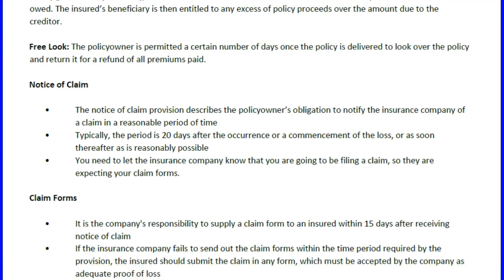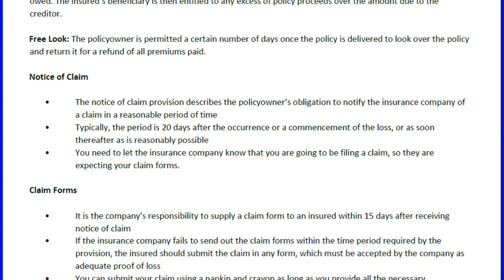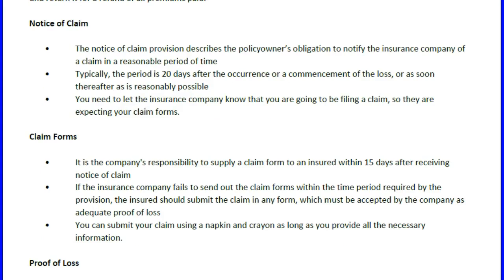Notice of claim. The notice of claim provision describes the policy owner's obligation to notify the insurance company of a claim within a reasonable period of time, around 20 days after the occurrence. So when you have a claim, you have around 20 days to provide the information. Notice of claim, 20 days. You need to let the insurance company know you're going to file a claim, so they are expecting your claim forms.